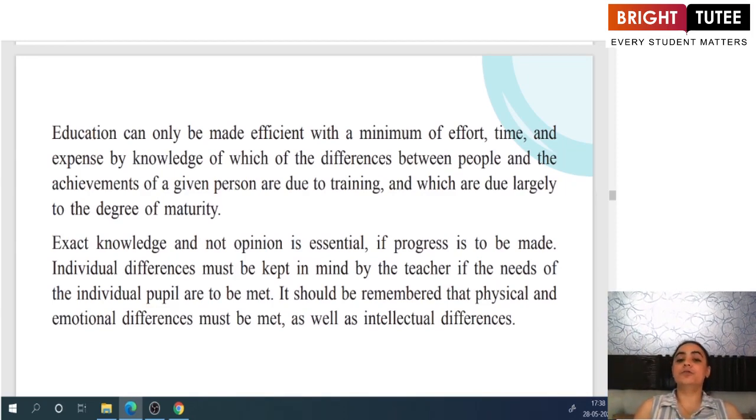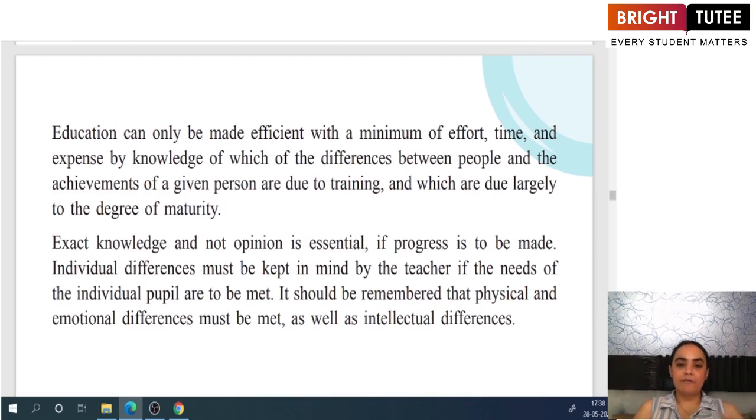So when you give due respect to the individual differences that exist in the people and consider them when training or teaching, then that is going to prove to be beneficial for them. Next, the exact knowledge is important, and the opinion is not. One needs to know that if you want your child to progress in future, if you want your child to develop and grow in future, the individual differences must be kept in mind.